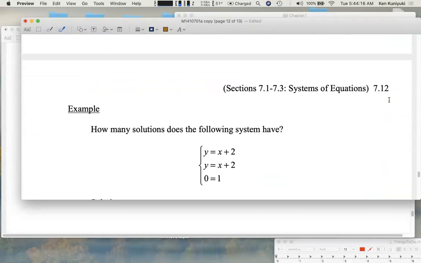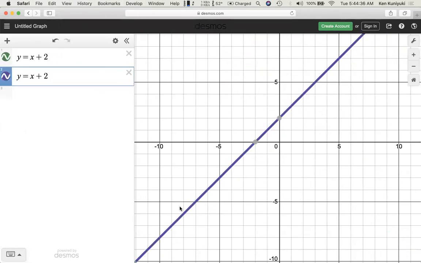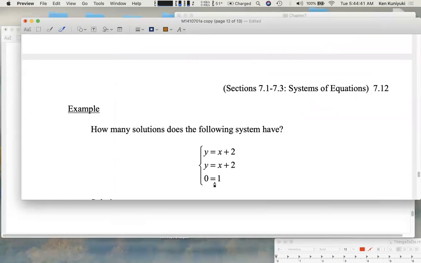What about something like this? How many solutions does this system have? If we covered this up, if we just had the top 2 equations, there would be infinitely many solutions. Same stupid line, right? Y equals x plus 2 and y equals x plus 2, same stupid line. Infinitely many solutions. But if you throw in this requirement, this equation, remember, a solution to a system has to make all 3 equations true. This third equation is never true. So if you throw this guy in, empty set, right there.